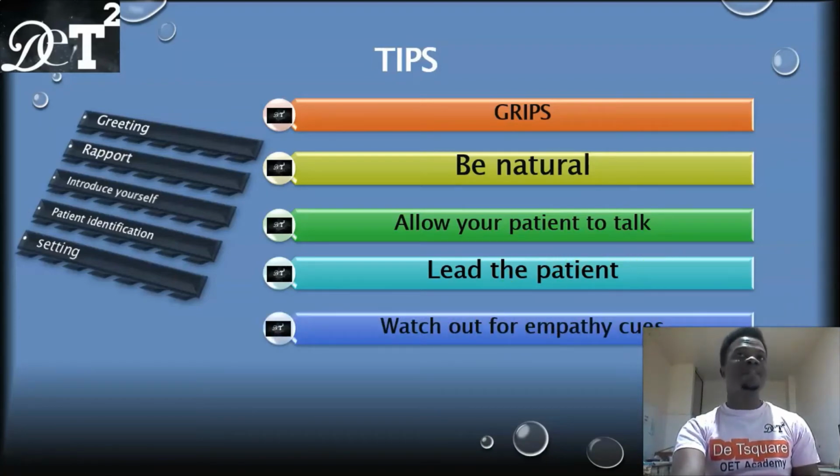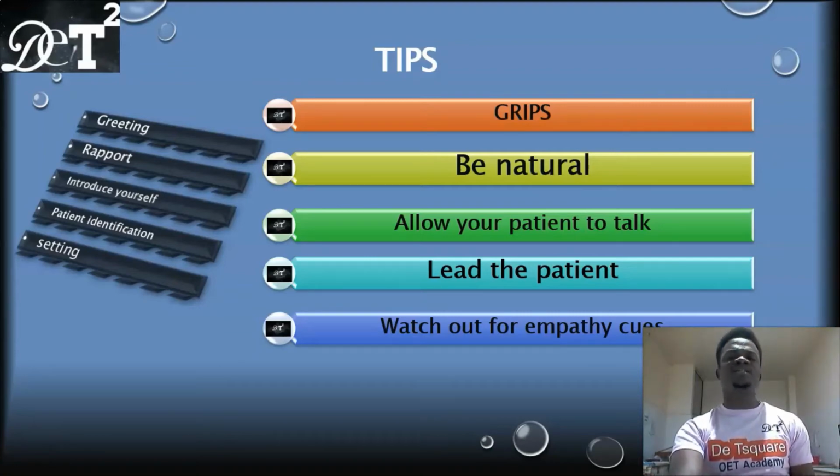Watch out for what we call empathy cues. Sometimes this patient will say, oh doctor, I'm really angry right now for not giving me this medication. Okay, now this patient is angry. It's giving you a cue that he or she is angry. In this case, you can tell this patient, I'm so sorry that I made you feel this way. You can also say something like this, I can see that you are angry, but I'm sorry that you feel this way. Or you can tell this patient, please, Samantha, I would want you to calm down a little bit in order for me to explain in details what I mean by this treatment. Okay, so watch out for empathy cues.